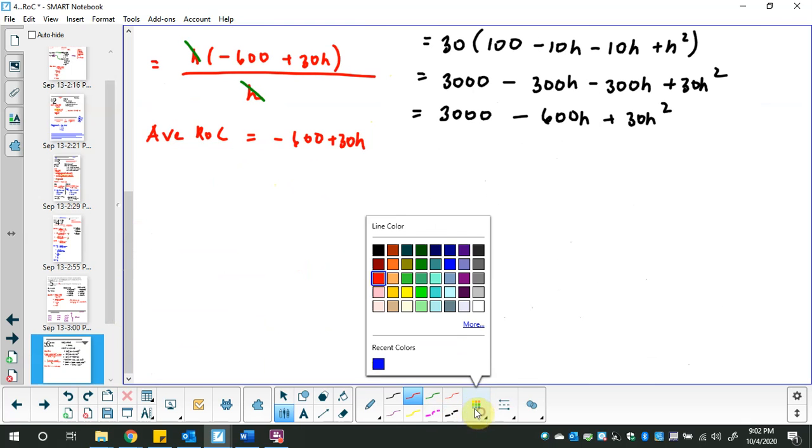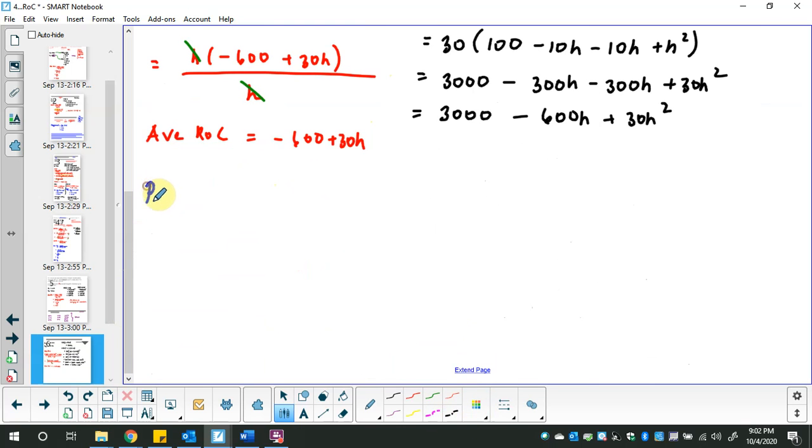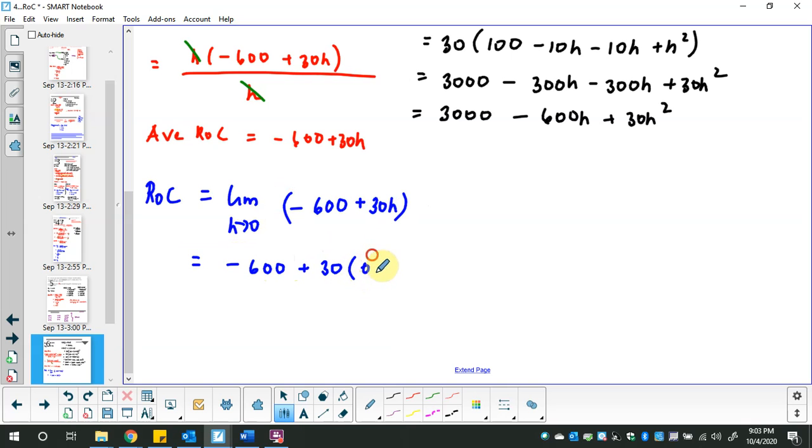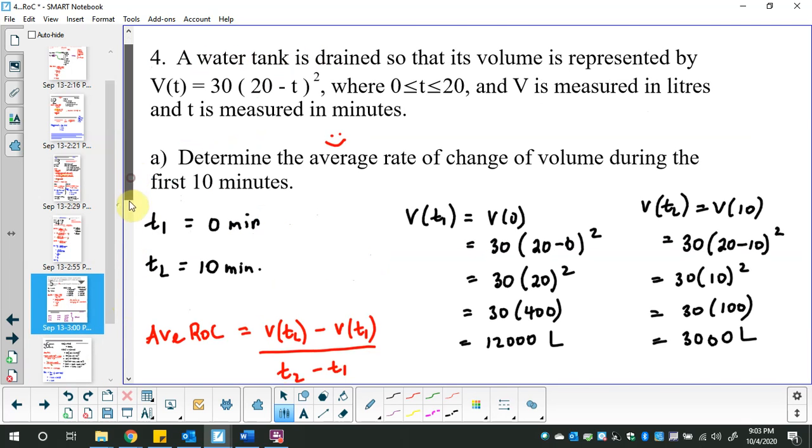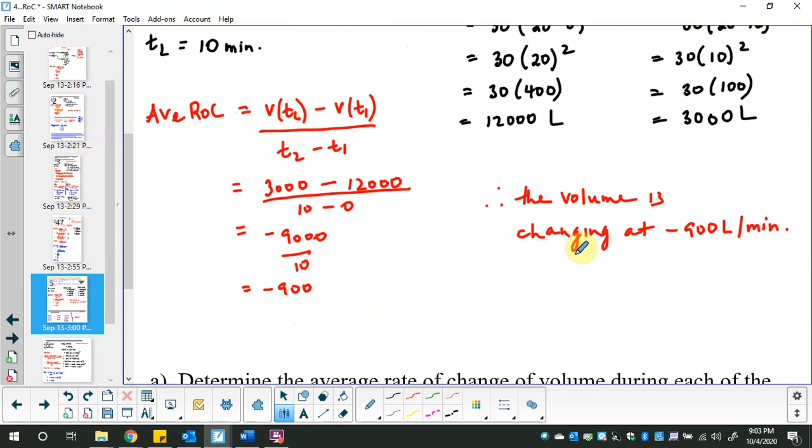So time to dig out the blue pen, time to change the left and include more on the right. I've dealt with the mathematical issue of putting a 0 in for the h's up above in the red space, and I end up with this. Now if I look back to part A, I said the volume is changing at negative 900 liters per minute.